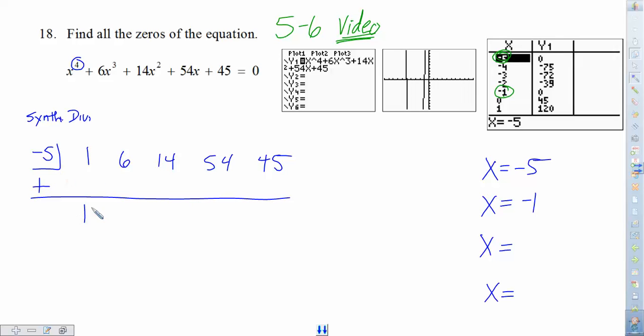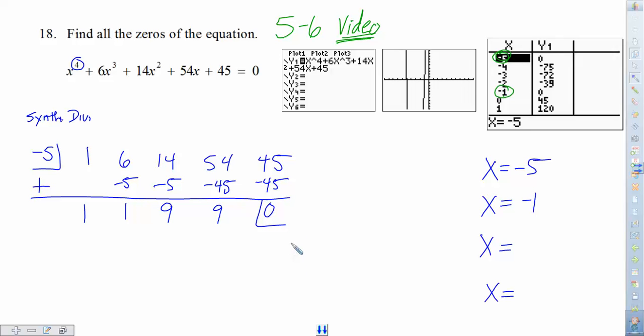So 1, -5 times 1 gives us -5. Add that up, there's a 1, there's a -5. Add that up, we get 9. That should be -45. 54 minus 45, I believe that's a 9. And then we take -5 times 9, and that should give us -45, which gives us 0 there.